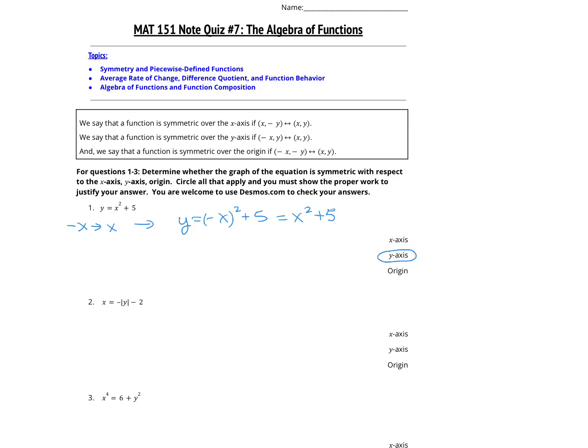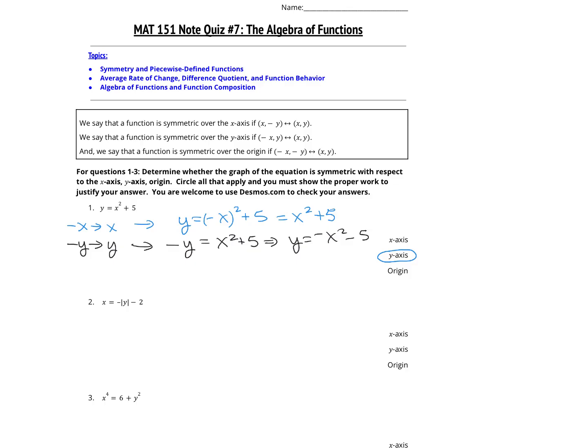Now let's check the x-axis. To do that, we will look at negative y going in place of y. Making that substitution, we have negative y equals x squared plus 5, which implies that y is equal to negative x squared minus 5. That is not the original. So therefore, it is not symmetric over the x-axis.